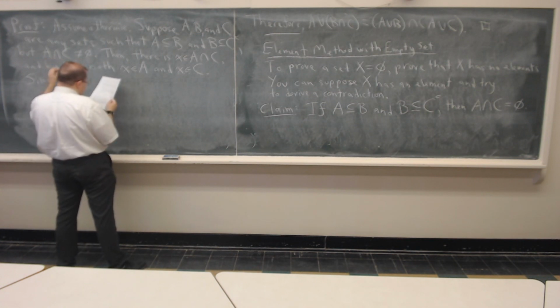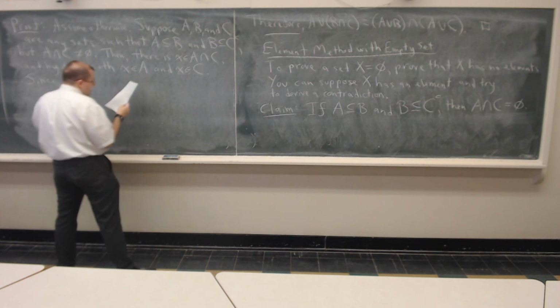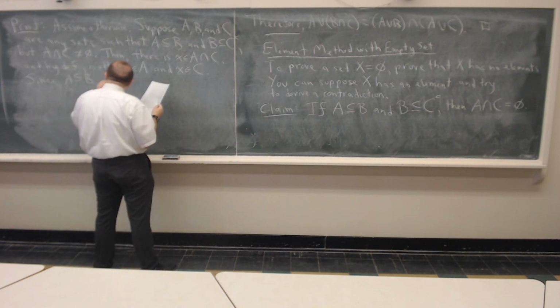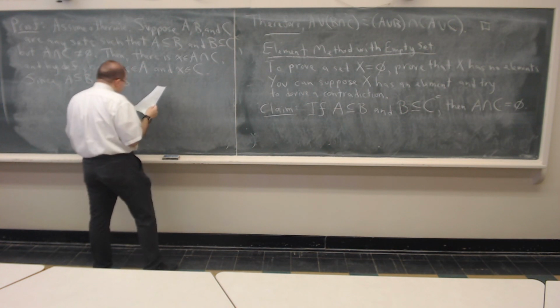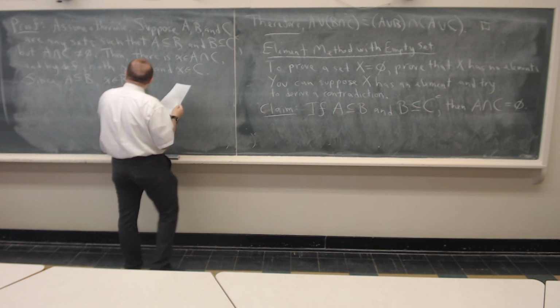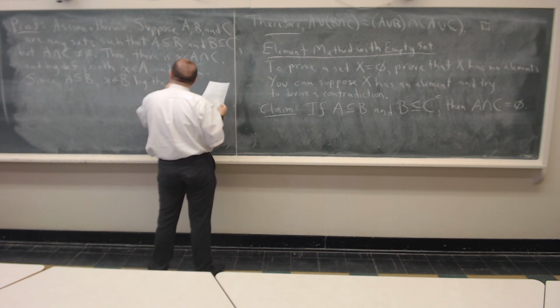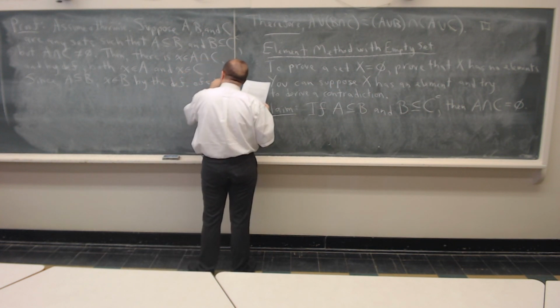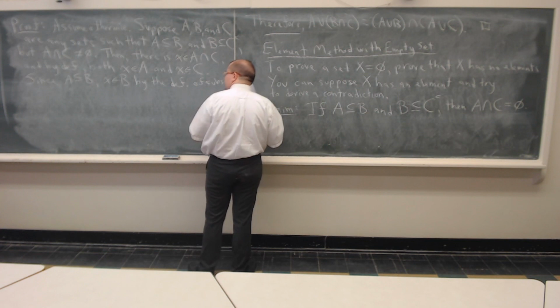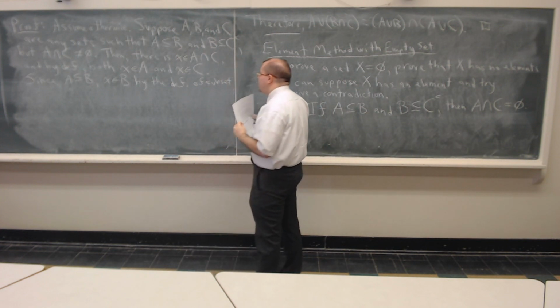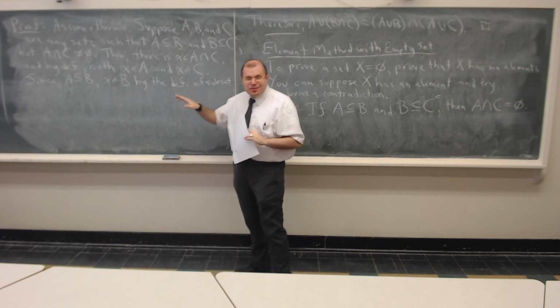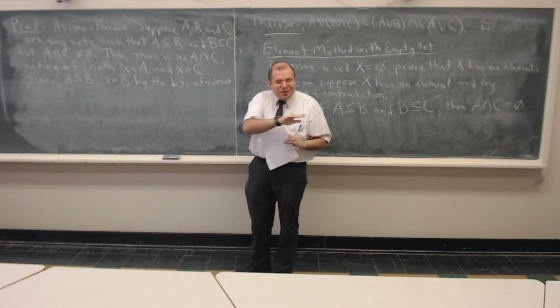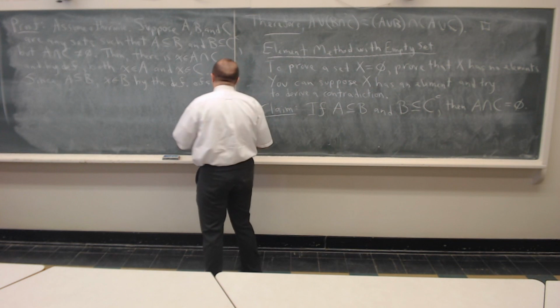Since A is a subset of B, x is in B, right? By the definition of subset. Remember, we know this by definition. If it's in A, and I know A is a subset of B, that means x has to also be in B, right? That's from the definition of subset.